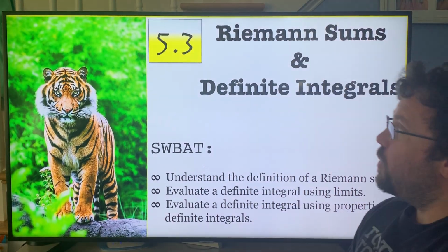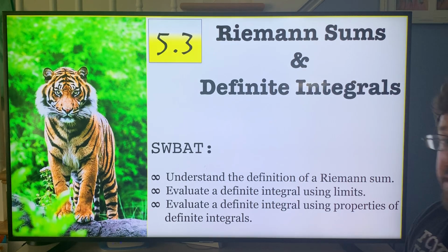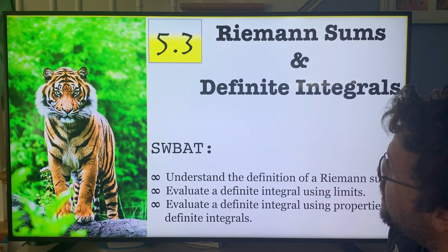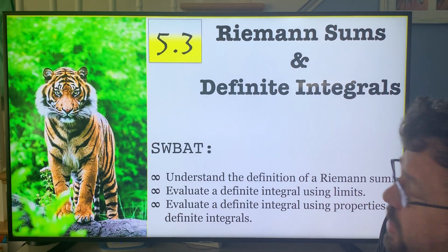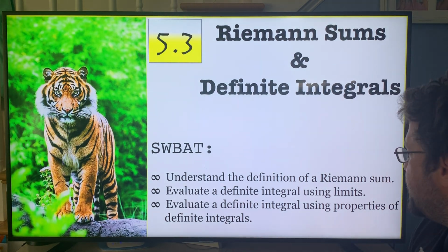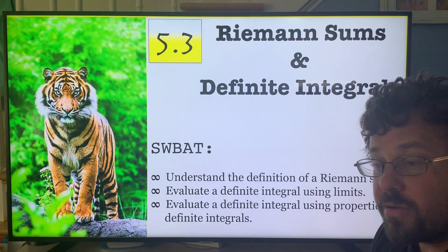Hello everyone, welcome back. Today we'll be discussing 5.3, Riemann sums and definite integrals, and after today what you should be able to do is understand the definition of the sum, evaluate definite integrals using limits, and evaluate definite integrals using properties of definite integrals.